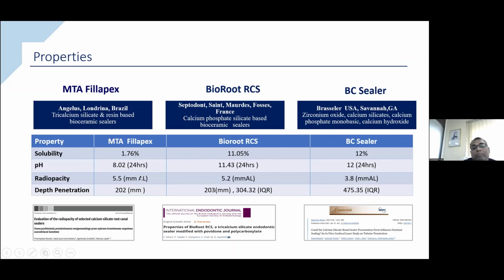However, in radiopacity, MTA had the maximum, which was 5.5 mm per aluminum. Depth of penetration is important in case of microleakage, or important for the success of endodontics. MTA showed 202 mm, while BioRoot RCS showed 304. IQR is the unit, and maximum sealer penetration was seen for BC sealers, that is 4.75 IQR.